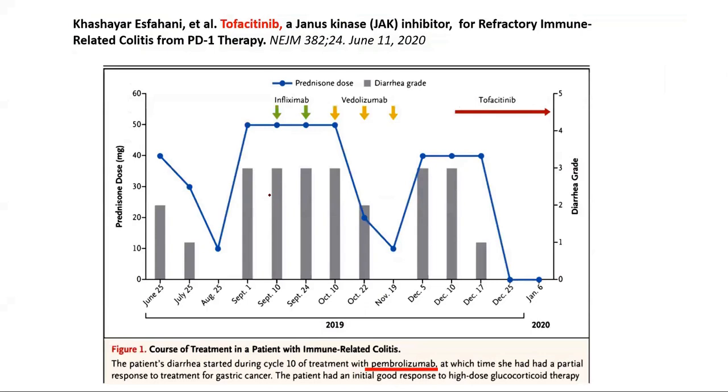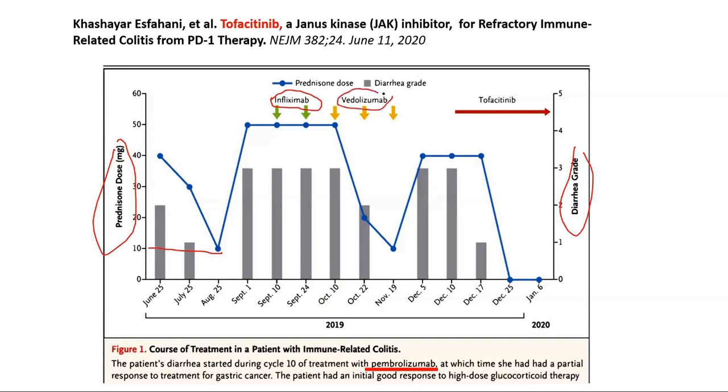And then what if the biological therapies fail? What else can you do? Well, we have the Janus kinase inhibitor, JAK inhibitor, which is called tofacitinib. And in this case, it's published again in the New England Journal of Medicine as a case report last year. A patient received Pembro or Keytruda, developed diarrhea, treated initially with prednisone successfully. The prednisone dose was reduced to 10 milligrams. So this side is prednisone dose, this side is diarrhea grade. And the patient's diarrhea recurred. They treated it with infliximab, primary failure, did not respond at all.